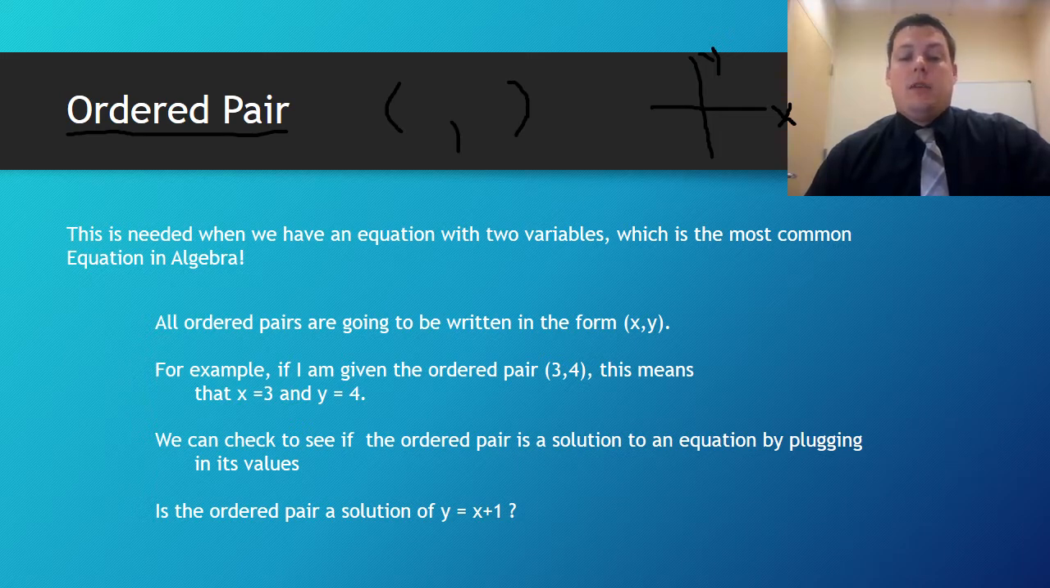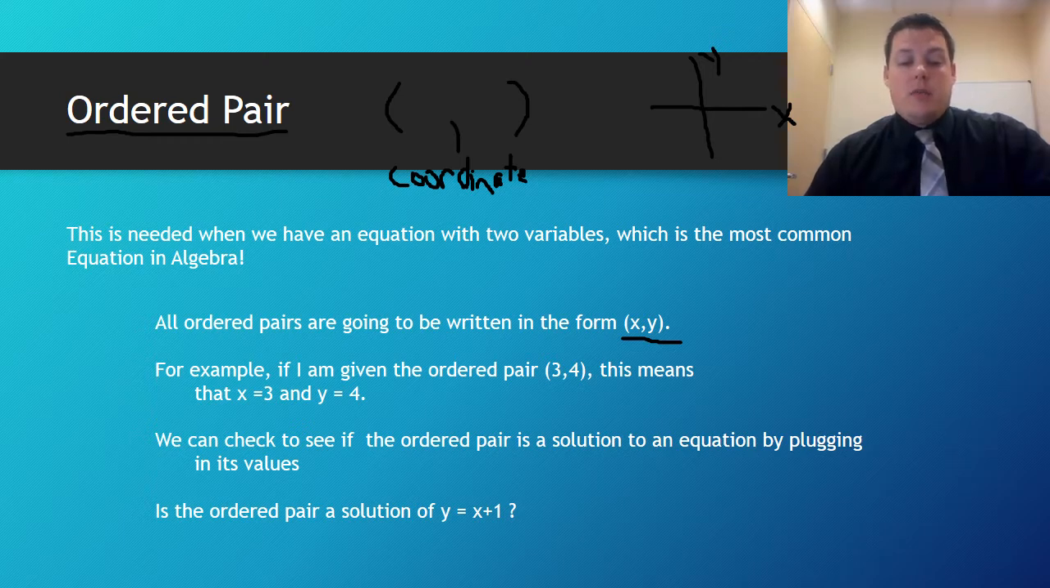This is needed when we have an equation with two variables, which is the most common equation in algebra. All ordered pairs, you may know that term as a coordinate. We're going to refer to it as an ordered pair, written in the form (x, y). So x is always the first number, that's always your across, your left and right on the graph. y is always your second number, so your second number is always up and down, your vertical.